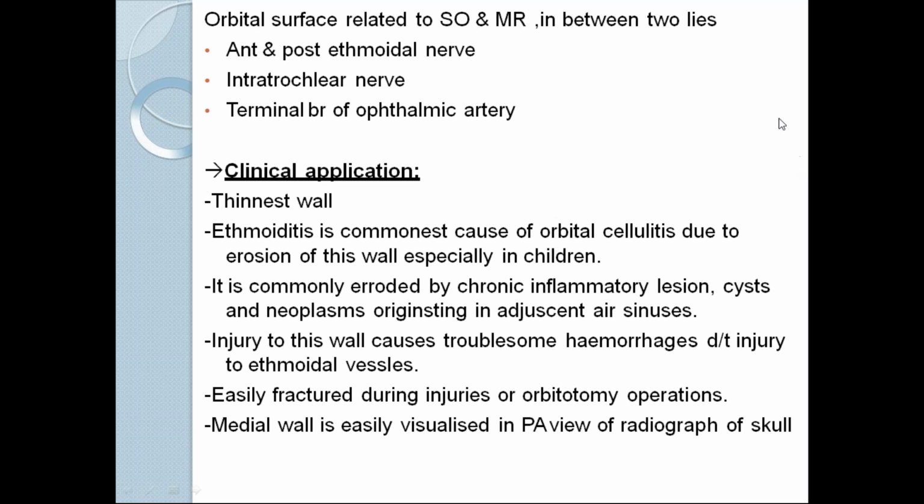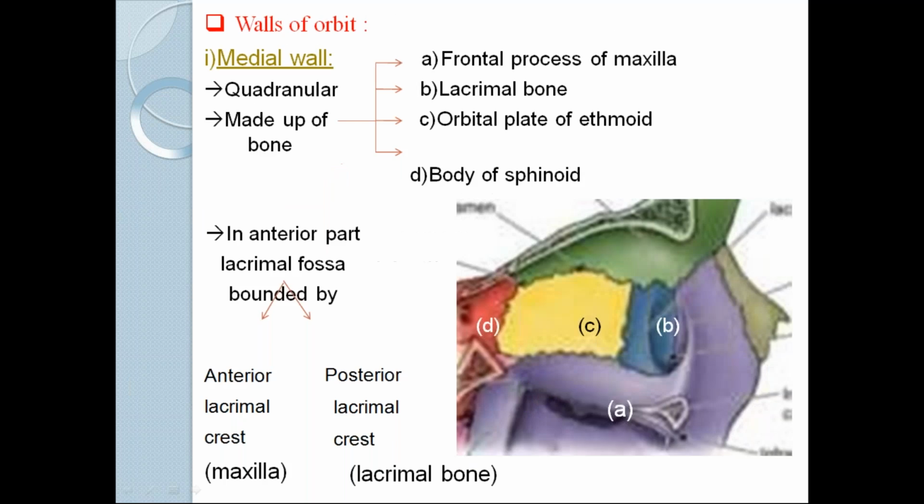You can see, if this is the eyeball, I'm just drawing with the arrow, this will be the superior oblique, and here will be the medial rectus. Between these two are present the anterior and posterior ethmoidal nerve, infratrochlear nerve, and the terminal branch of the ophthalmic artery. Okay, so clinical applications, why is this needed? Because the medial wall is the thinnest wall.